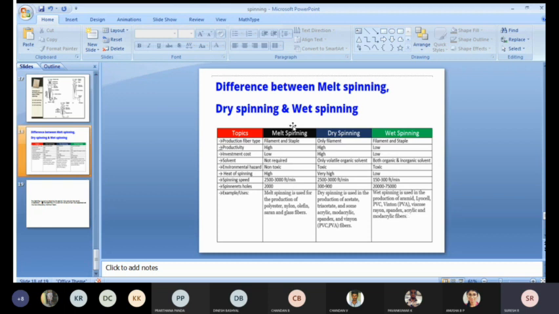If you take melt spinning, it is basically used for glass fibers and polyester fibers. In dry spinning, it is used for PVC and PVA fibers. In wet spinning, it is used for aramid, acrylic and modacrylic fibers. So these are the differences between the three different techniques used to develop fibers that are made artificially.